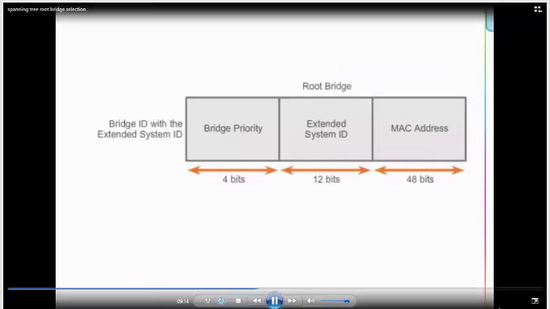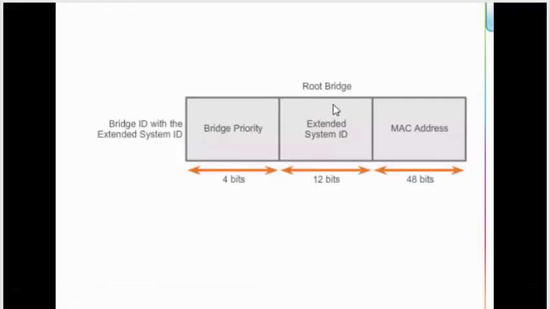Now, the second picture shows the BID field. The BID field is made up of a priority value, an extended system ID, and the MAC address of the switch. In a BPDU frame, the lowest BID ends up being identified as the root bridge. So, if a priority value is the lowest in a BPDU frame, that identifies the switch as the root bridge.